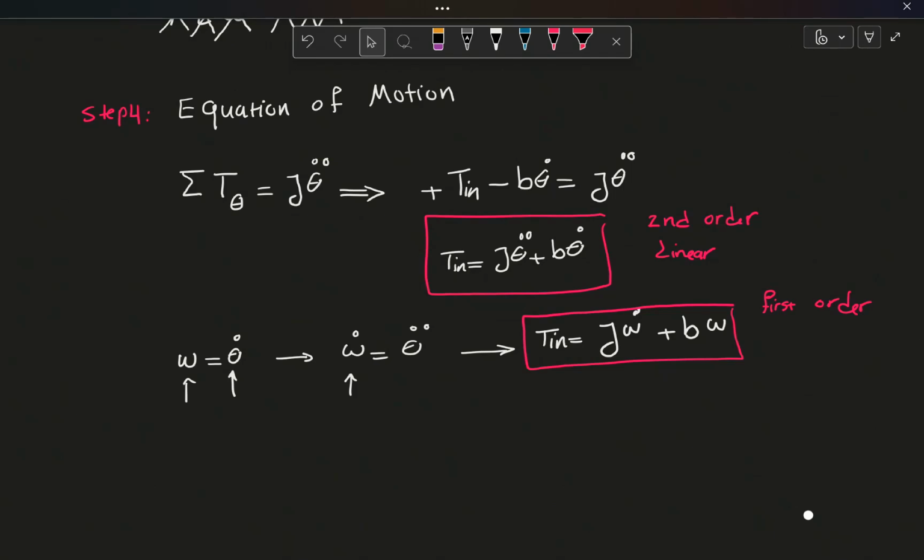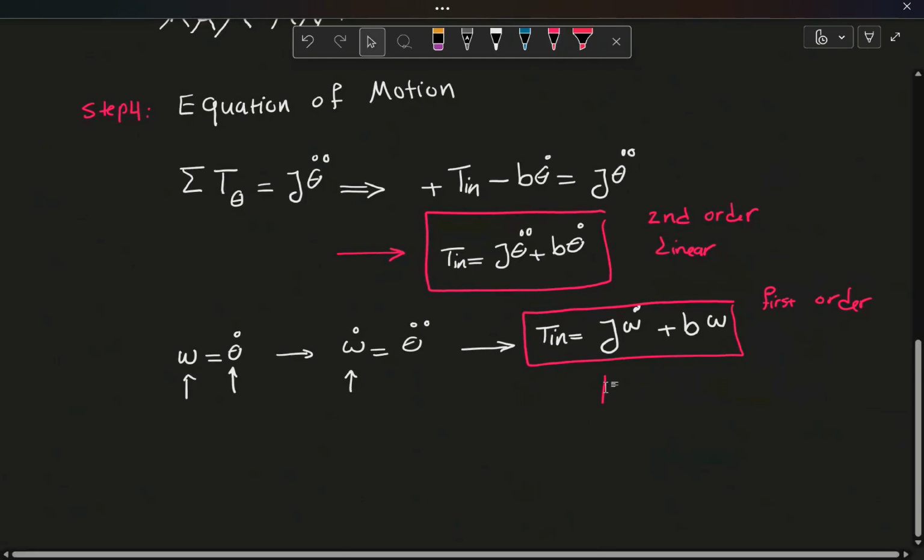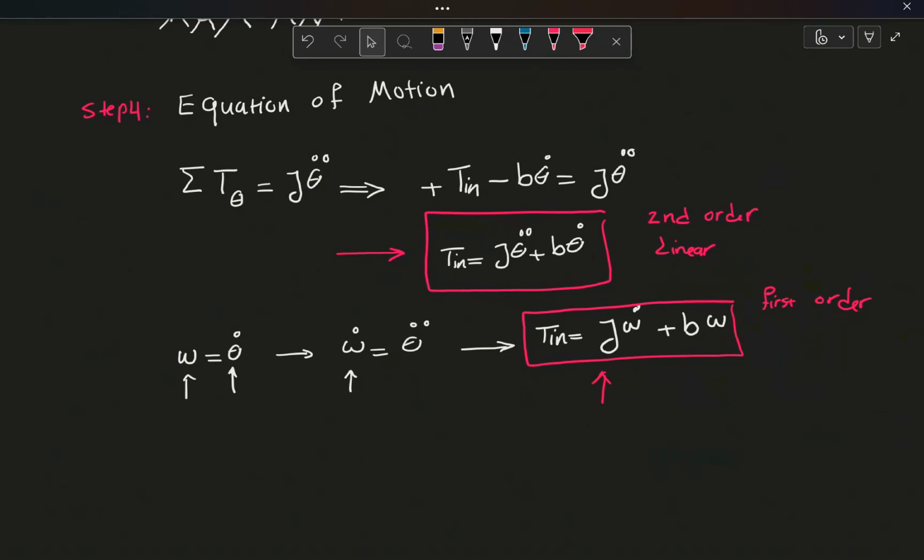Note that, guys, when you solve this equation, you get theta. When you solve this equation, you get omega, which is the time derivative of theta. So in a way, this second equation, which is the first order differential equation, does not give you the angle, but the first equation will give you the angle. So it really depends on what you're modeling. If you're modeling to find the velocity, maybe you can reduce the order of the system. However, if you want to find the angular position, then you need to go with the second order differential equation.